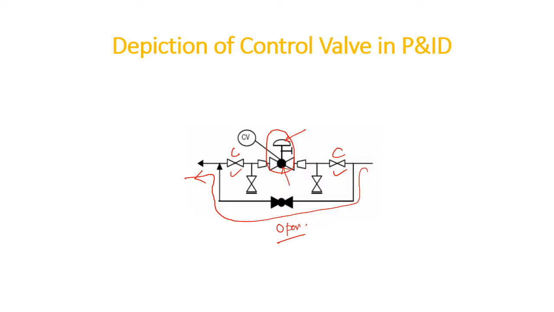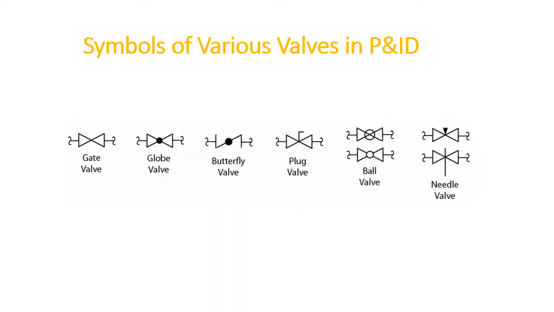And there are two LPDs, low point drains, one here and one here, so that whatever gets accumulated in the line can be drained if required. Now there are various types of valve symbols used: this is for a gate valve, this is for a globe valve, this is for a butterfly valve, and this is for a plug valve. You need to know these symbols so that you can clearly understand the P&ID.